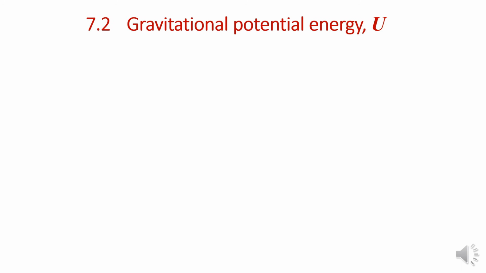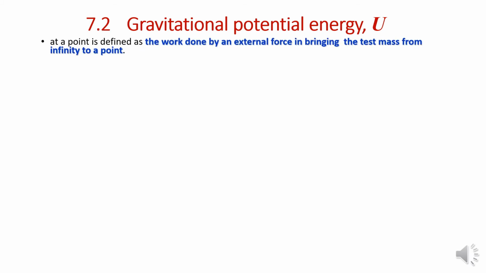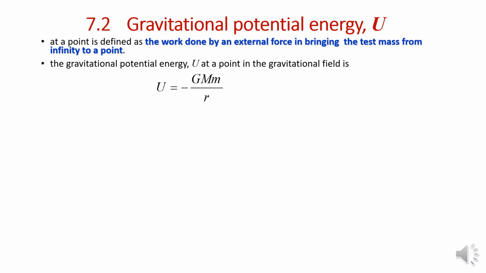Now, let us look at gravitational potential energy U. Gravitational potential energy can be defined as the work done by an external force in bringing the test mass from infinity to a point. The gravitational potential energy at a point in a gravitational field is equal to negative GMm per r.